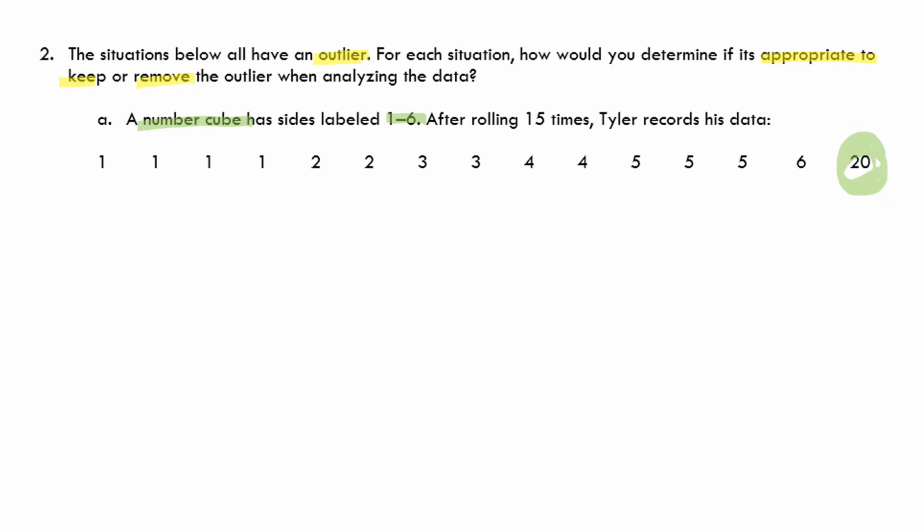I want you to pause and talk about this with an elbow partner. Do you think 20 is a plausible outlier for this situation? Should it stay or should it be removed when you're thinking about the data? So pause, have a quick little chit chat, and I'll let you know.